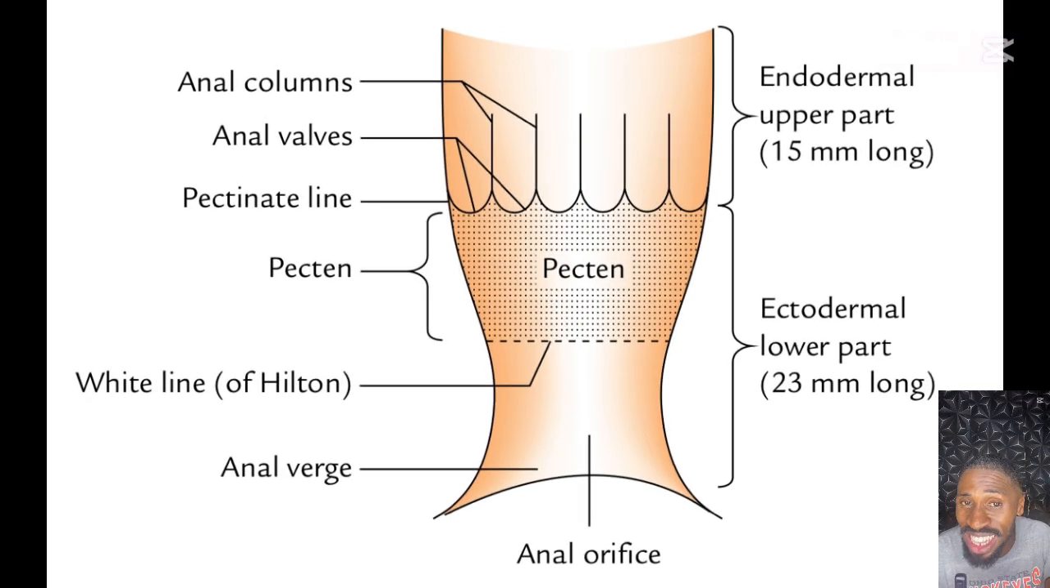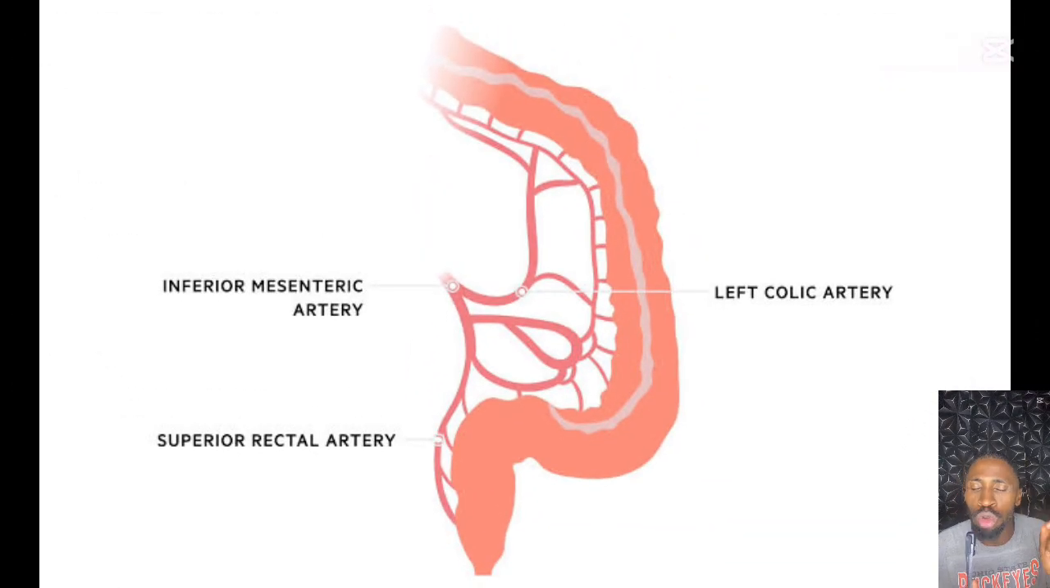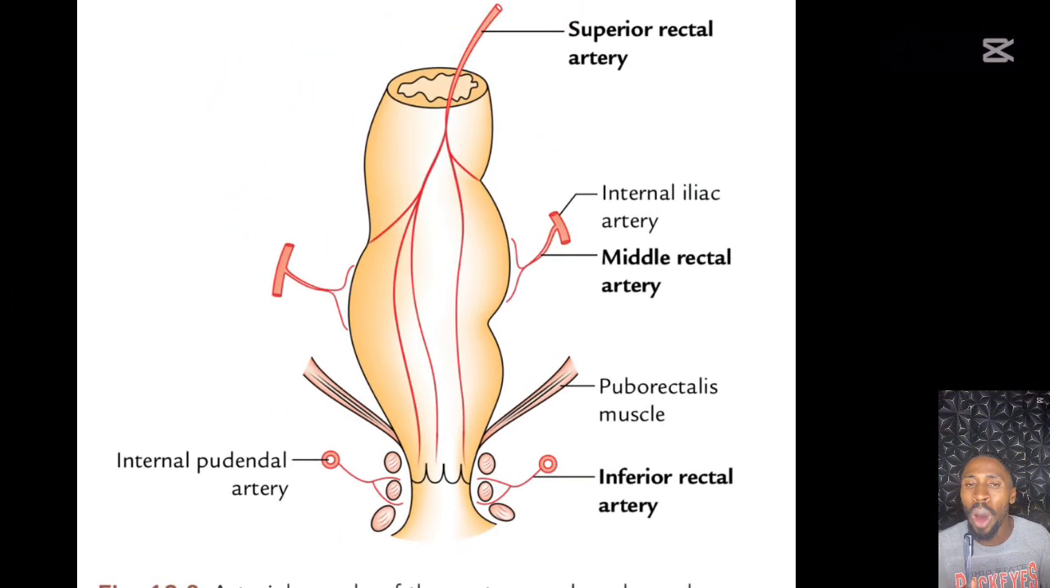As it continues to degenerate, what happens? It forms the pectinate line. The pectinate line just marks the division of the upper two-thirds part of the anal canal and the lower one-third. The upper two-thirds, the endoderm; the lower one-third, ectoderm from the proctodeum. Now, one thing you have to know: the upper two-thirds is supplied by the superior rectal artery, which is a branch of the inferior mesenteric artery, while inferiorly it is supplied by the inferior rectal artery, a branch of the internal pudendal artery.